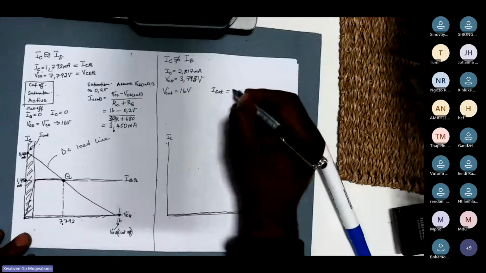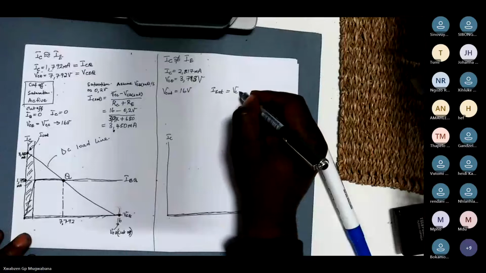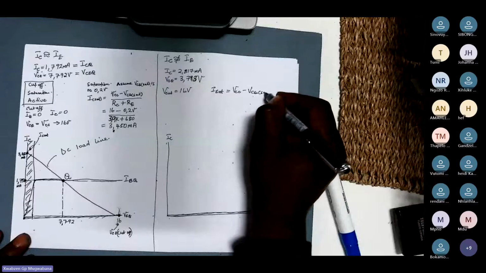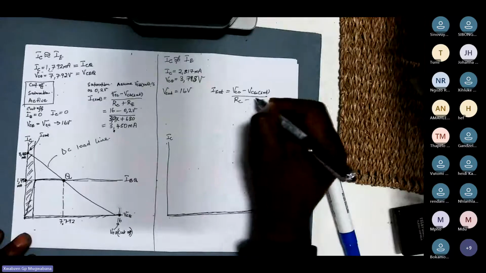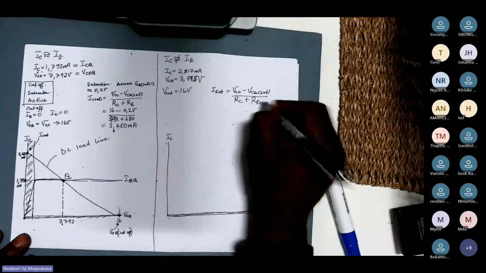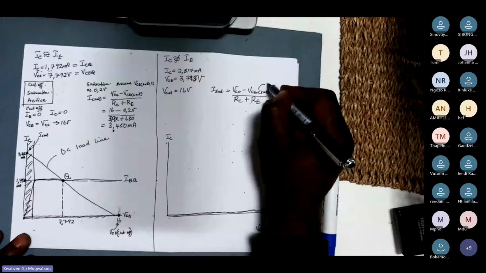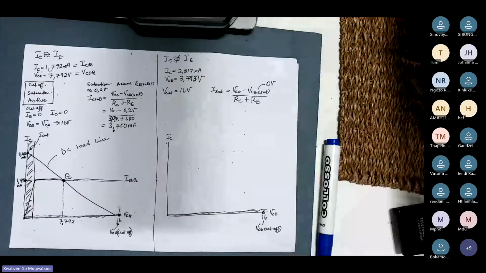Find I set. VCC minus VCE set, divided by RC plus RE. Now, if I'm not given this VCE, which means I will take it to be 0 volts, right? If it's not given, I am not told anything about VCE set, which means I will take that value to be 0.